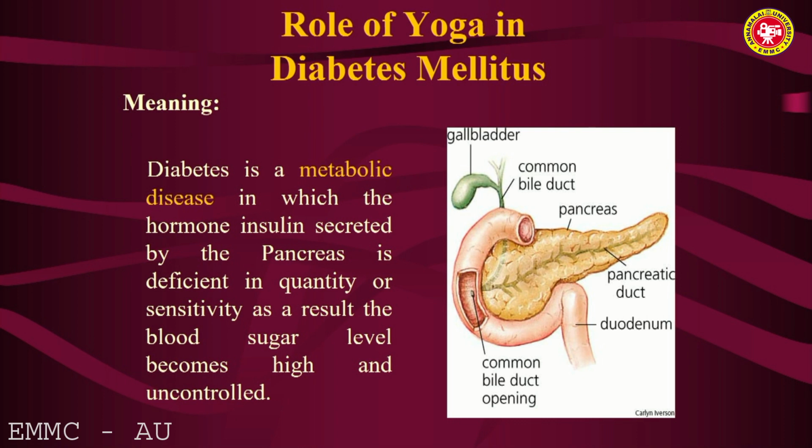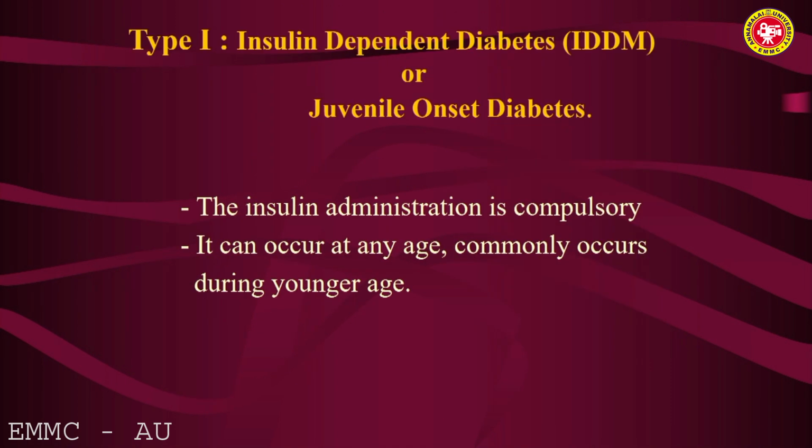In order for glucose to be transferred from the blood to the cells, the hormone insulin is needed. Insulin is produced by the beta cells in the pancreas. In individuals with diabetes, this process is impaired, that is damaged or weakened, so the hormone insulin secreted by the pancreas is deficient in quantity. That is why we have type 1 diabetes, type 2 diabetes and gestational diabetes.